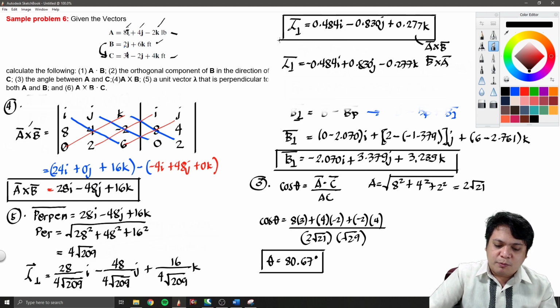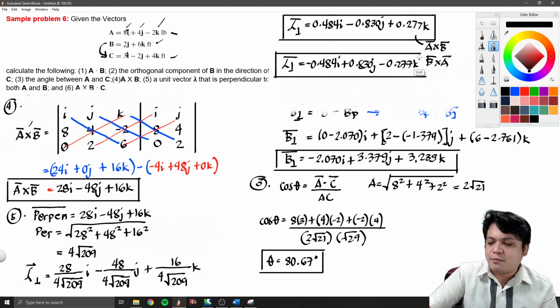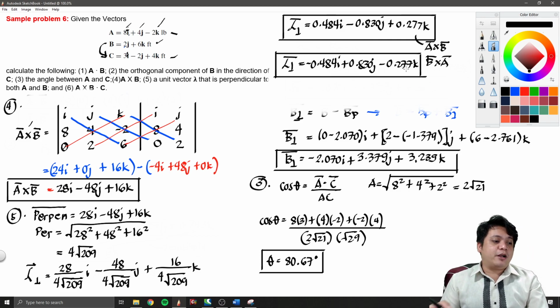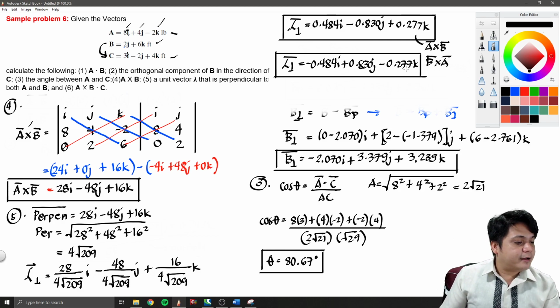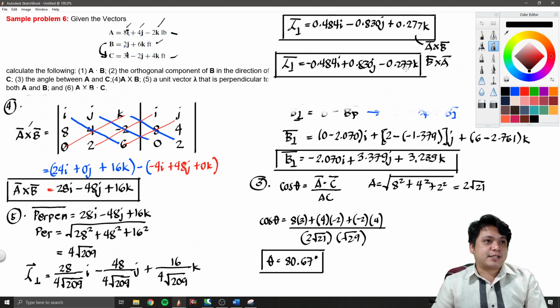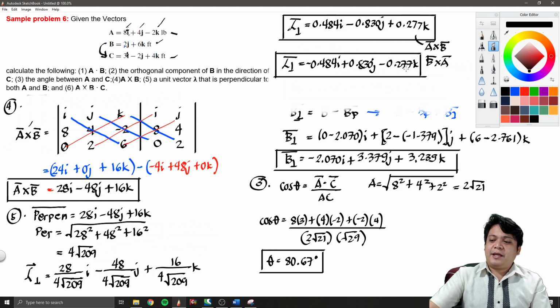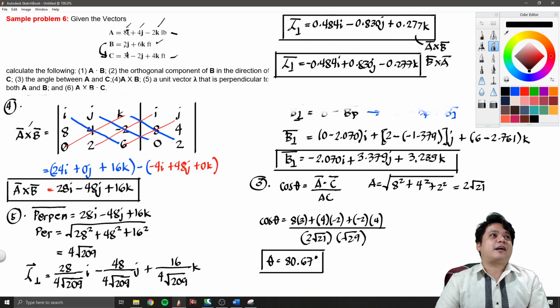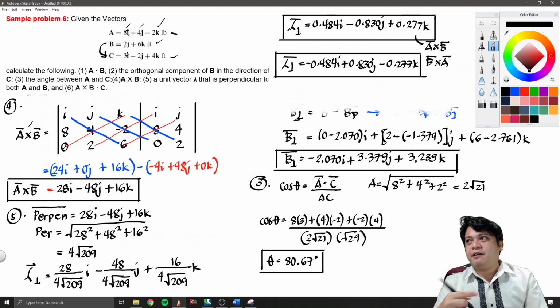So, these two answers are possible. They are both perpendicular to A and B. They only differ in sign, depending on which you put first, A or B, in the cross product. But both of them are correct. In fact, there should be two answers.